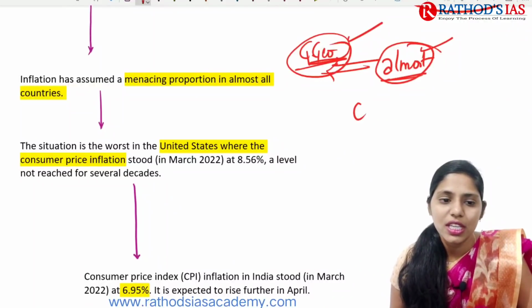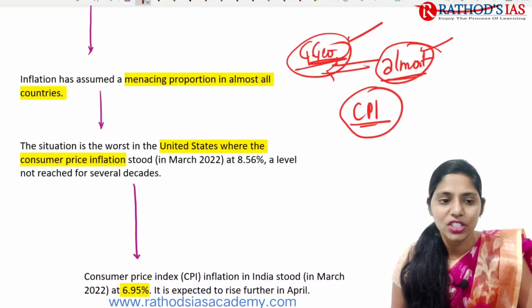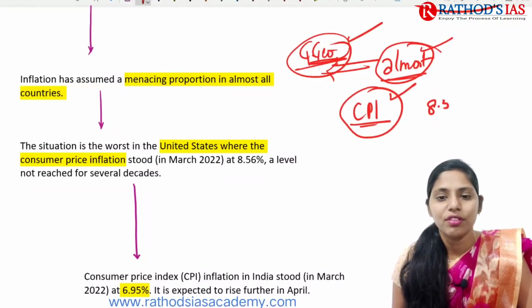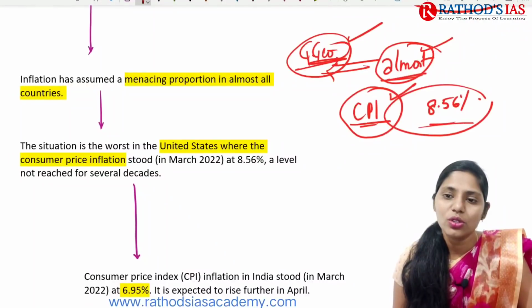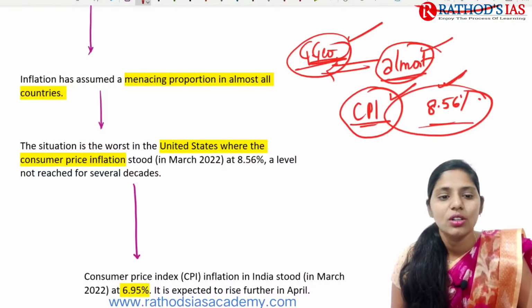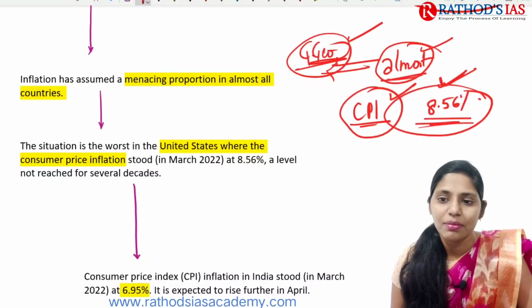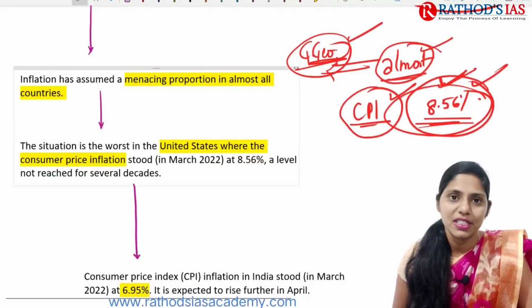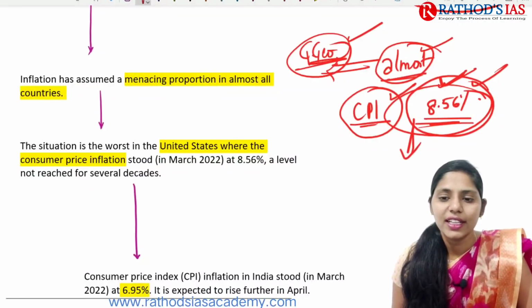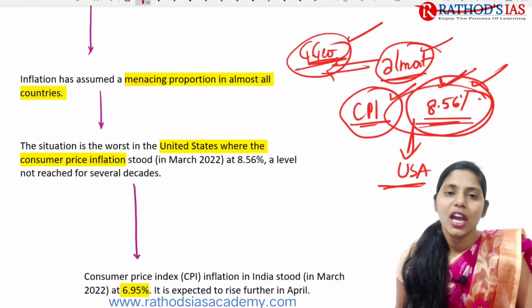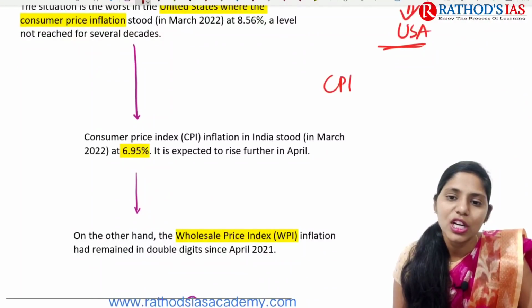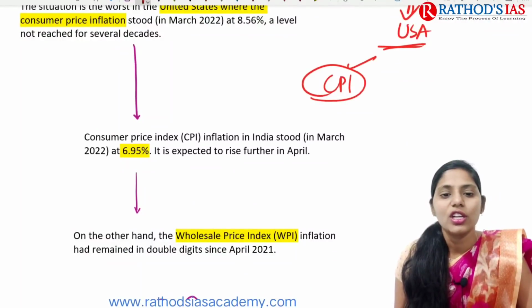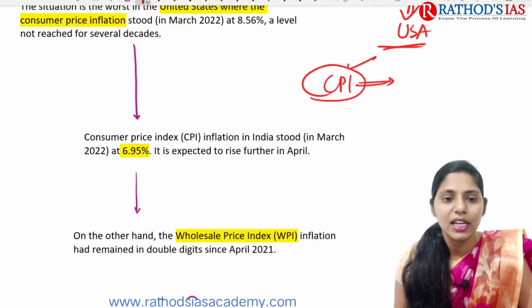In the USA, CPI, consumer price inflation, is at 8.56%. This percentage had not been reached for several decades. But now, for the first time, a CPI of about 8.56% has been recorded in the USA. And if you're talking about the CPI, consumer price index, seen in India, it is about 6.95%.